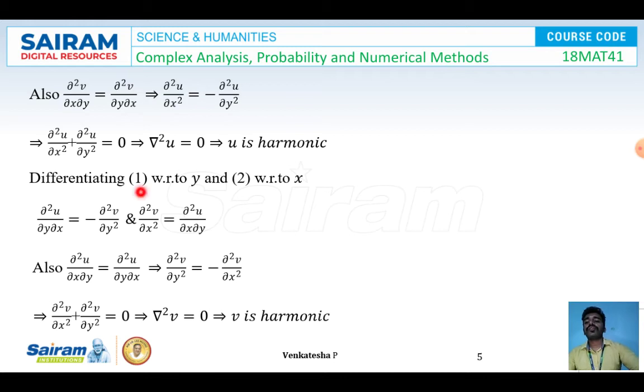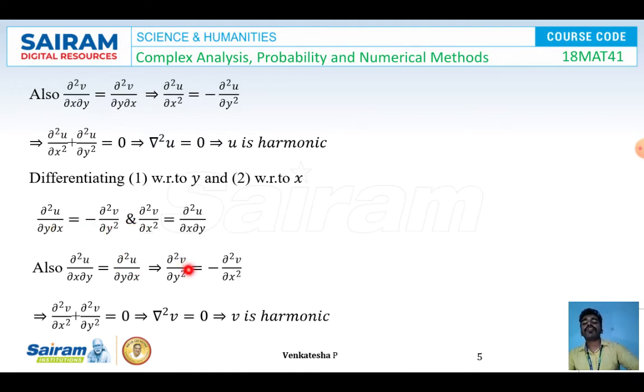So I got the expression ∂²u/∂y∂x = -∂²v/∂y², and ∂²v/∂x² = ∂²u/∂x∂y. Since these two mixed partials are the same, ∂²u/∂x∂y = ∂²u/∂y∂x, I can equate these two equations.